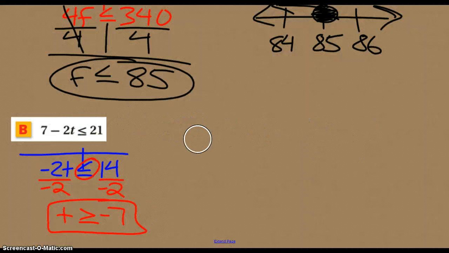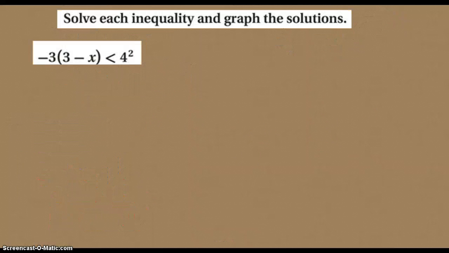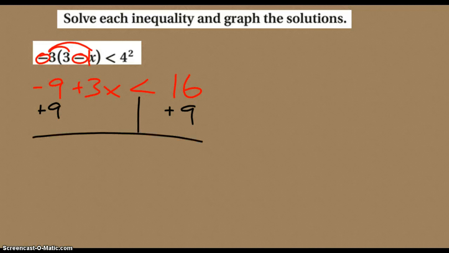Alrighty, and one more quick example and that'll be it. So just so you're aware, there might be some other stuff going on, like a distributive property. So we would do negative 3 times 3, that's negative 9. Negative times a negative is a positive, and less than 4 to the second power, 4 times 4 is 16. And then we would go ahead and solve this real quick. So add 9, and we're left with 3x is less than 25.